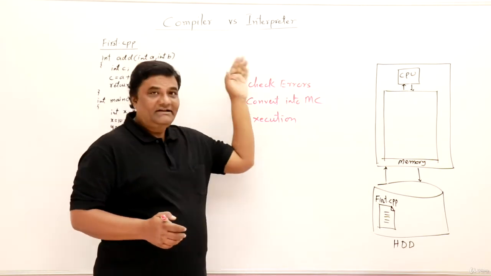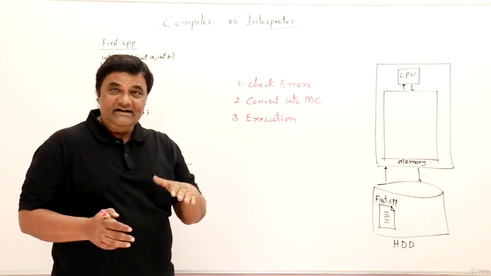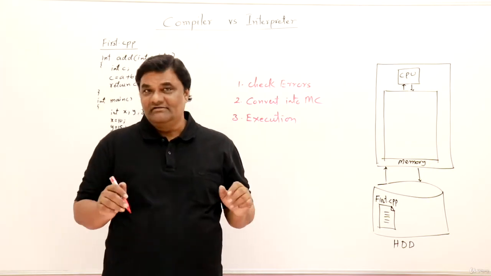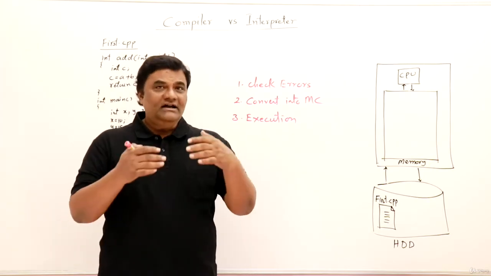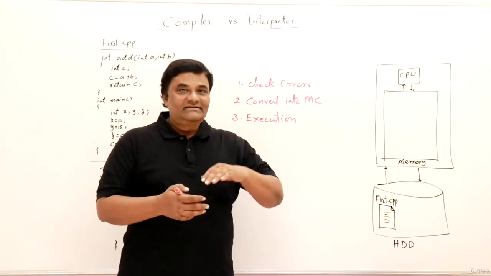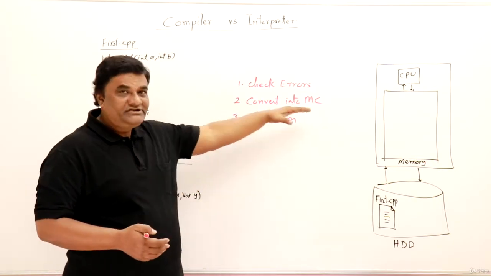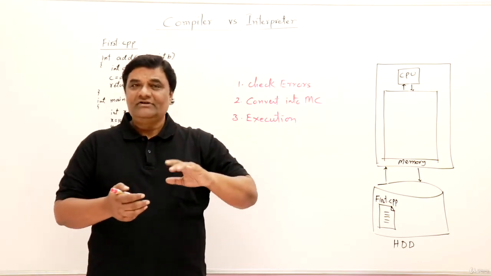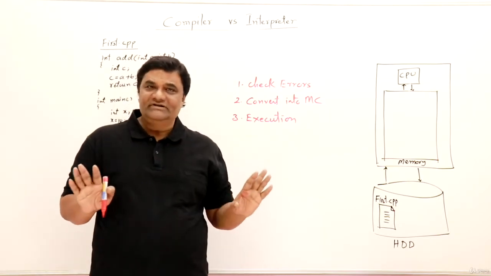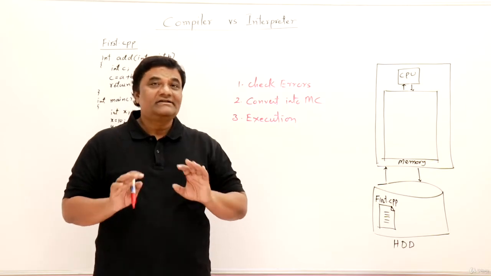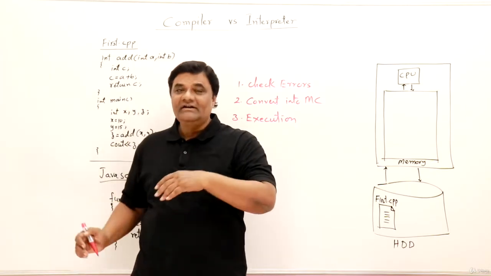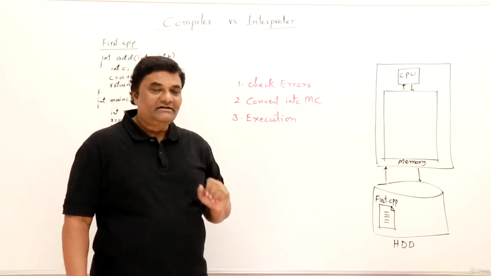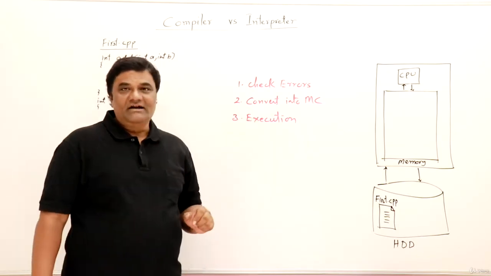So whether it is a compiler or interpreter, it has to first check that the source code you have written does not have any errors. This is the first thing. And if there are no errors, then it will convert it into machine code. So majorly there are two tasks of a compiler or interpreter, and they both do this: check for errors, and if the source code is error free, then generate machine code. Then the third thing is execution of a program.